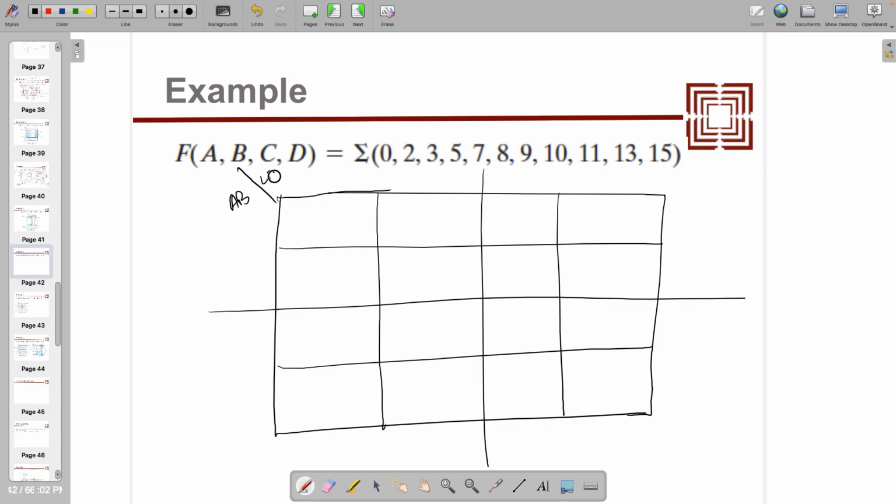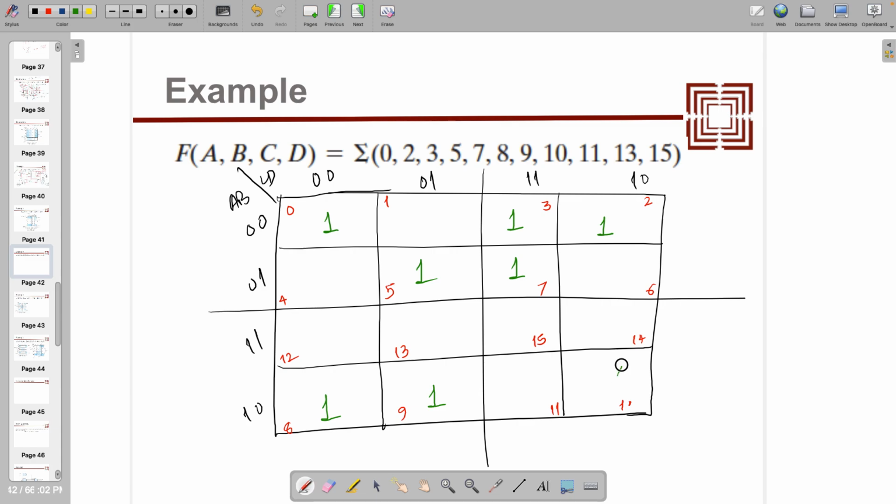A, B, C, D. 0, 1, 2, 3, 4, 5, 6, 7, 8, 9, 10, 11, 12, 13, 14, and 15. So that will give you 0, 0, 0, 1, 1, 1, 1, 0, 0, 0, 1, 1, 1, and 1, 0. Okay, so 0th position is 1, 2nd is 1, 3 is 1, 5, 7, 8, 9, 10, 11, 13 and 15.